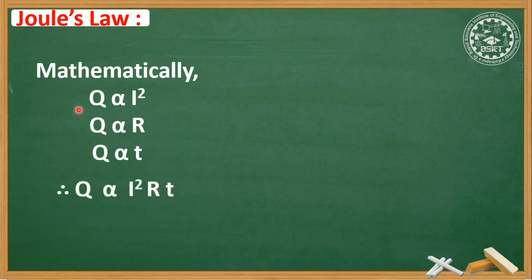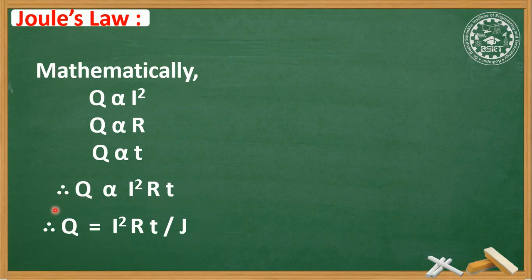We can simply integrate all this and put it in a single equation. Q is directly proportional to I square RT. To remove this proportionality sign and put an equal to sign, we have to multiply by some proportionality constant.